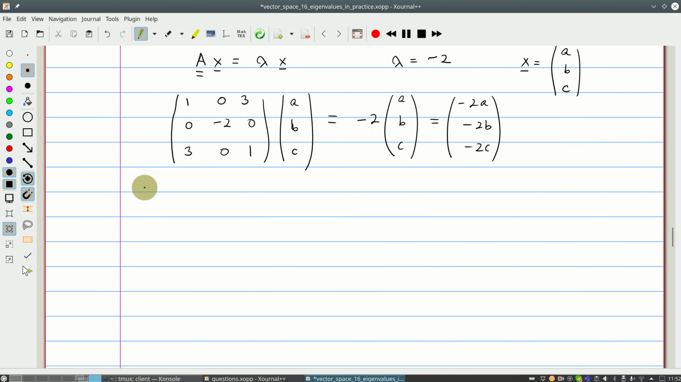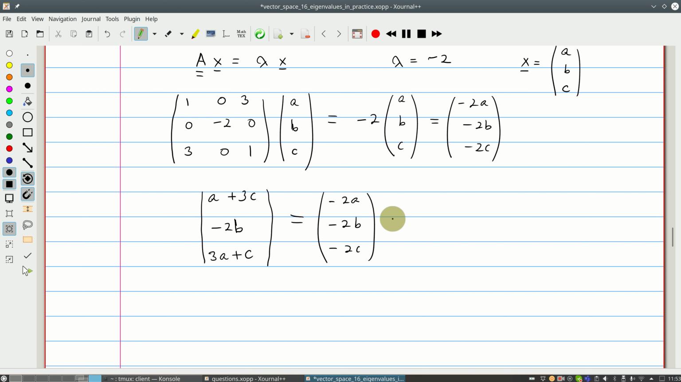Okay, so what we're going to get from here is on the left hand side we will have 1 times a, that's a, 0 times b, 3 times c, then we have minus 2b, and then we have 3 times a plus c, and that's equal to minus 2a, minus 2b, minus 2c. Therefore, we have three equations. Actually, it turns out we have only two, but let's write them down.